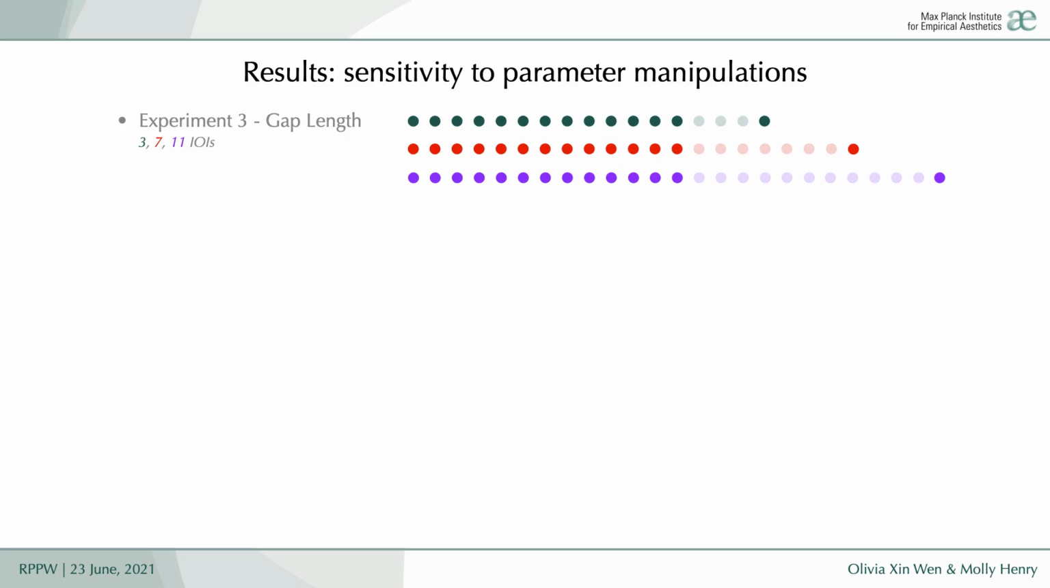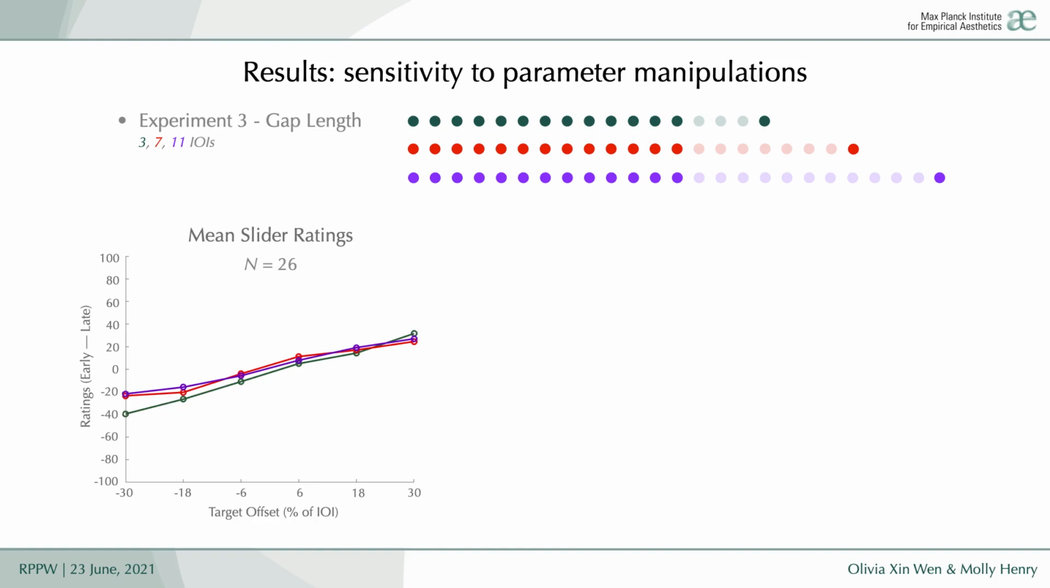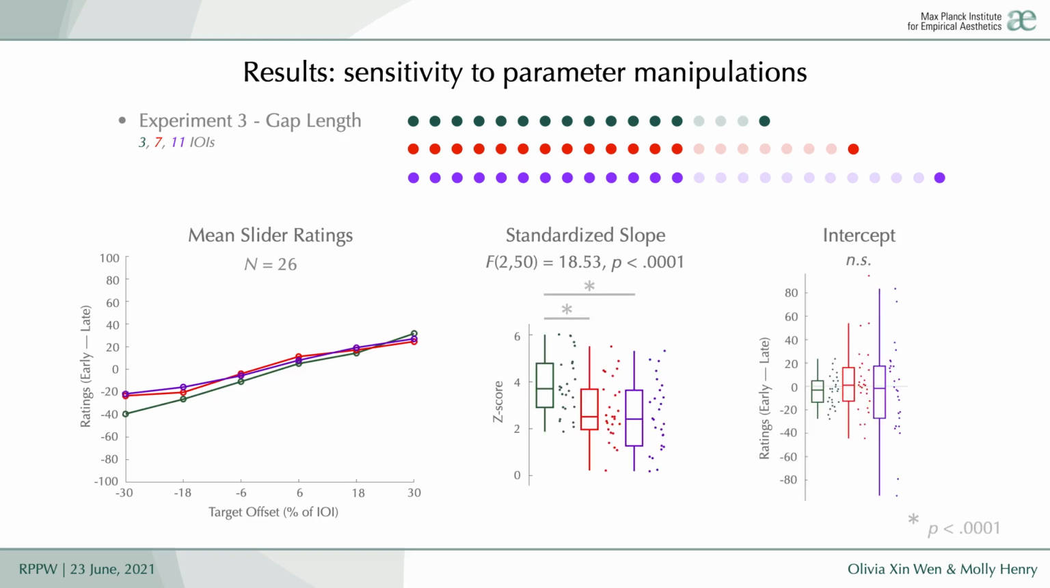In the next experiment, where gap length was manipulated, we see that the slope of the red and purple lines are less steep than the green one, which is the base condition. What it says is that as the gap length increased, participants became less able to tell different target offsets apart.